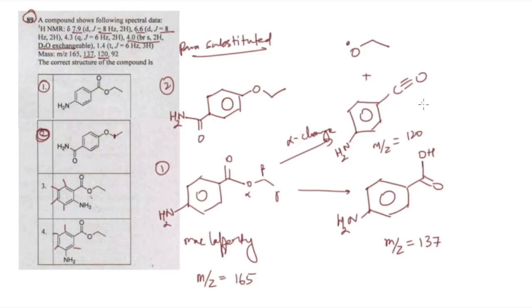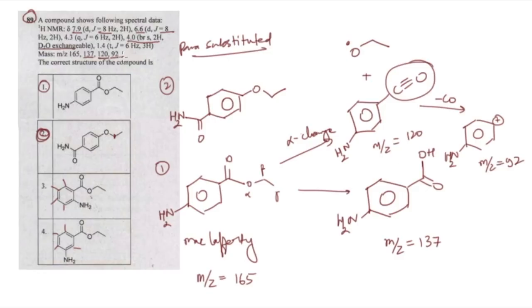And how will you get 90? You get it if this group leaves. If CO leaves, the last fragment possible over here will be this, with NH2 and a positive charge on it. This will have an m/z of 92. That is also satisfied by this.